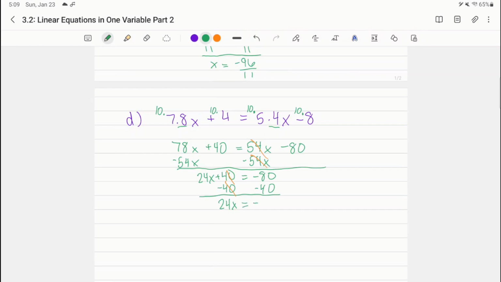Equal negative 120. Divide by 24. The 24s cancel out. And we're left with x equals, and 24 goes into 120 5 times, so negative 5. And that's it for part 2 of 3.2.